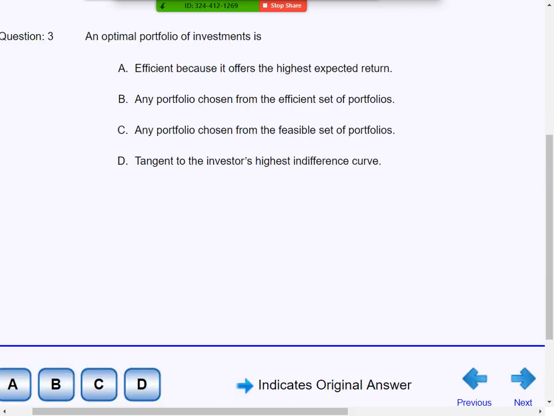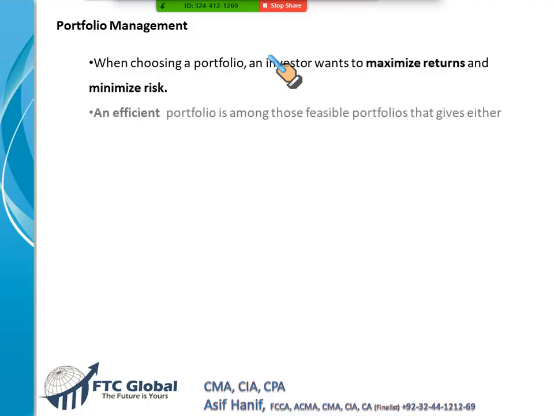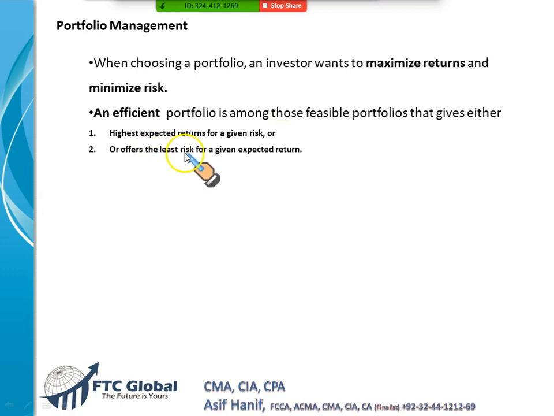Question number 3. An optimal portfolio of investment. Let us go back to the slides and let me tell you what is an optimal portfolio, so you have a better idea. Okay, an efficient portfolio, which is not the question's requirement. An efficient portfolio is among those feasible portfolios. What is an efficient portfolio? That gives you the highest return for a given risk, or that gets you the lowest risk for a given return, or offers the least risk for a given expected return. That's what we're looking for.